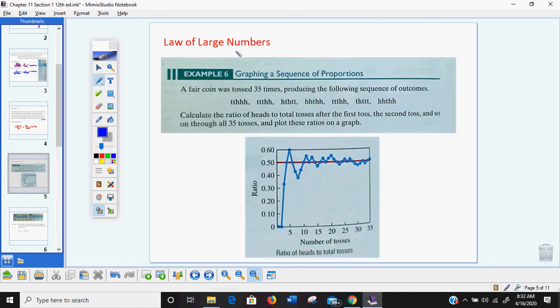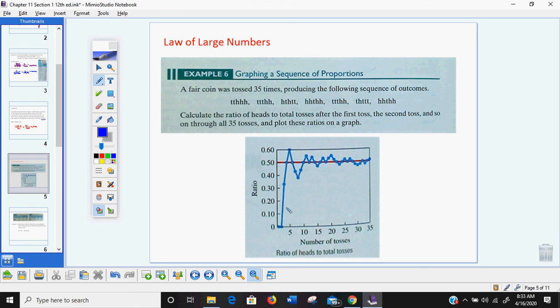Let's look at one more that talks about the law of large numbers. So here's what happens if we flip a coin 35 times. Now we know in our heads that the probability should be 1/2 for heads, 1/2 for tails. But when you start out, like the first 5 tosses, 3/5 of them were heads. The next 5, 3/5 were tails. So we're about half and half. Then if you look at the next 5, 3/5 were tails. The next 5, 4/5 were heads.